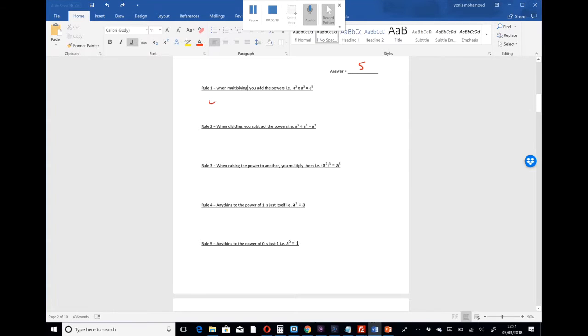Suppose that I was doing 4 to the power of 2 times 4 to the power of, let's say, so let's go for 3. Okay, so the first thing I'm going to do is write down the 4, and then I'm going to have a look at the powers, and I'm going to add them together. So 2 plus 3 is equals to 5.